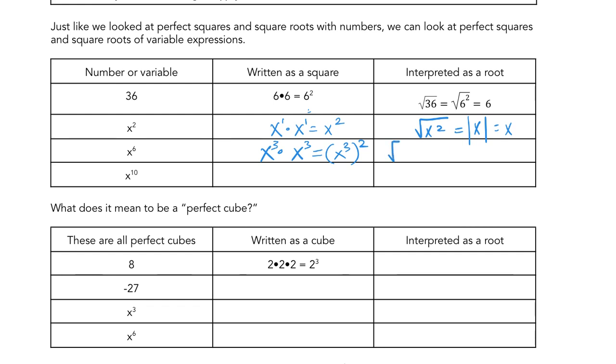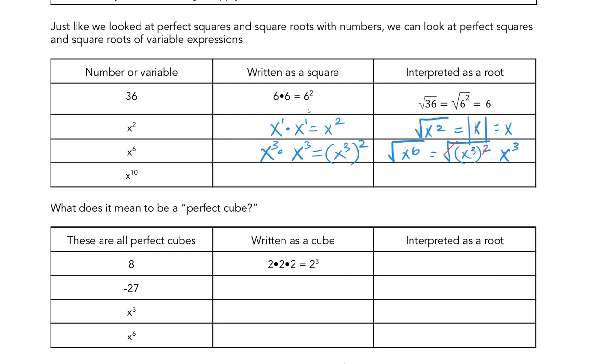So that means when I take the square root of x to the 6th, it's the same thing as if I say the square root of x cubed squared, and the square and the square root symbol are inverse functions. They sort of cancel each other out. And I would say that the square root of x to the 6th is x cubed. It is not a coincidence that it's half.